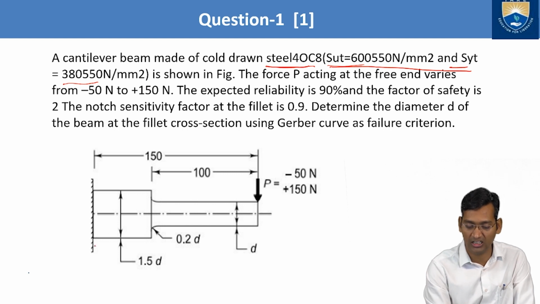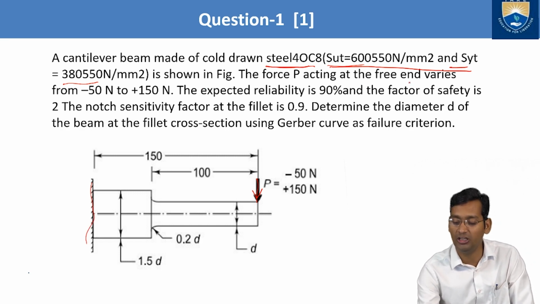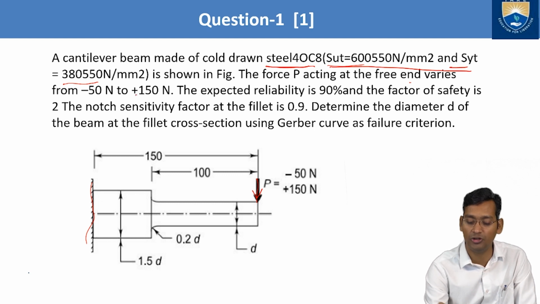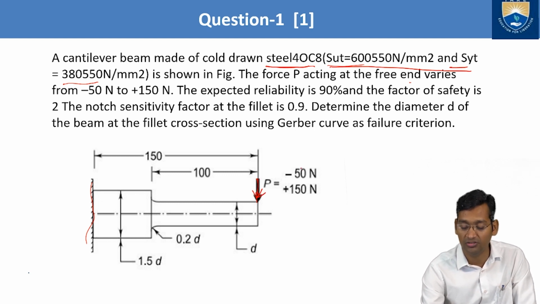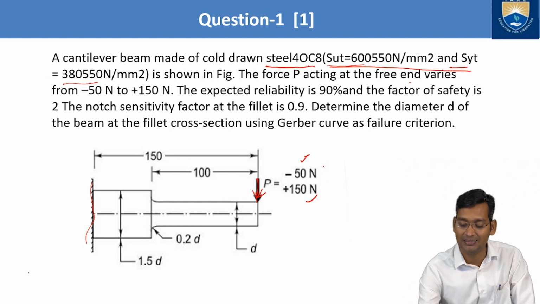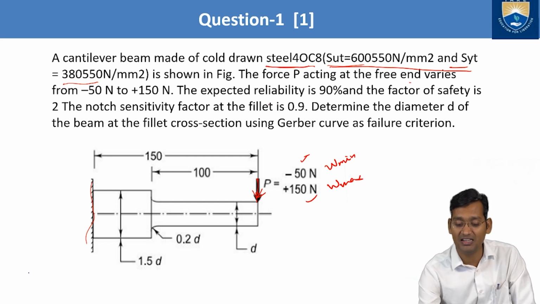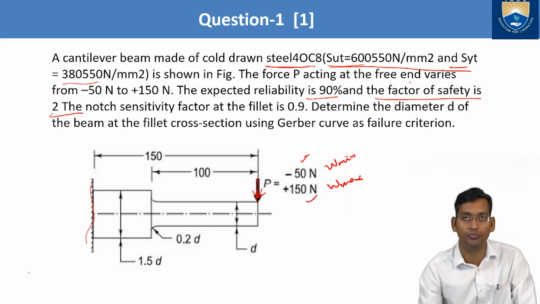Okay, so the cantilever beam is shown here. The load is applied at the free end, and this end is fixed. The force P acting at the free end varies from minus 50 Newton to plus 150 Newton. So the load is acting from minus 50 to 150 Newton, meaning this is W minimum and this is W maximum. The expected reliability is 90% and the factor of safety is 2. The factor of safety is given, reliability is 90% given.